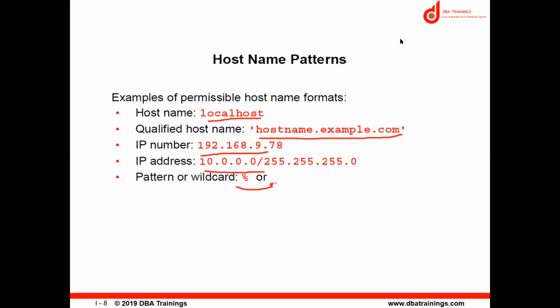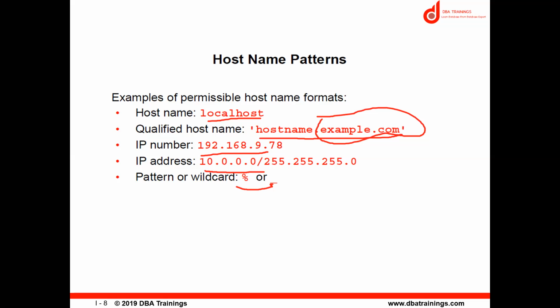Like here in the example, you can see we are using the hostname example.com. This is my domain name which I am giving. From this hostname dot domain, you can connect. If you give percent dot example.com, for instance dbatrainings.com, what will happen? Any machine from the dbatrainings.com domain is able to connect to my MySQL.